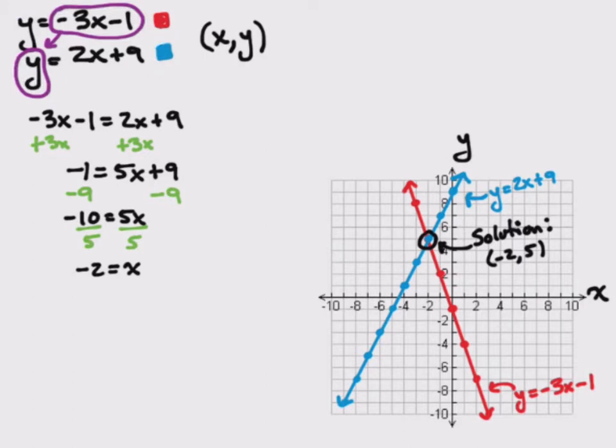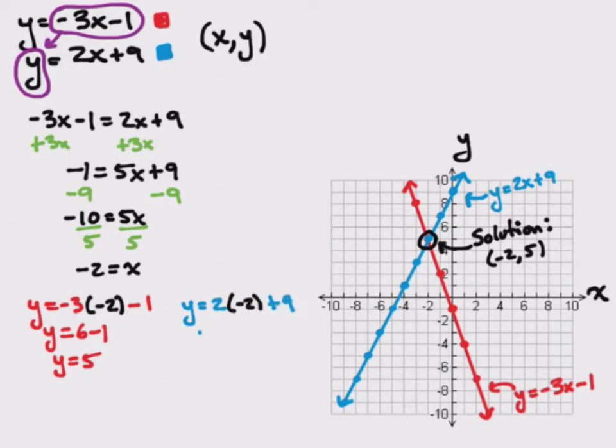Well, now that we have the x-coordinate, how are we going to find the y-coordinate? Well, we know that together, the x and y coordinates, when we substitute them in for x and y in either equation, will make the equation true. So we can substitute this x-coordinate of negative 2 into either of our original equations and find the y-coordinate. So we see that we have the solution to our system of equations. The solution is the ordered pair negative 2 comma 5.